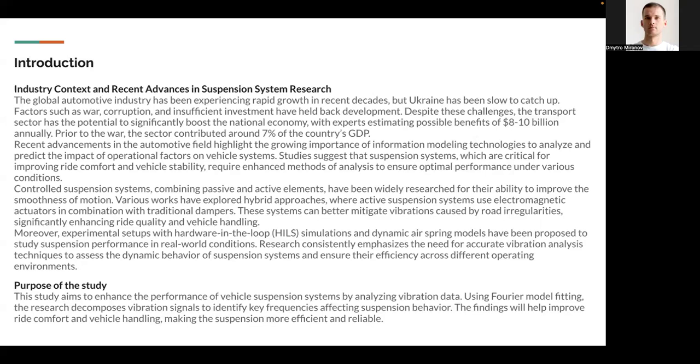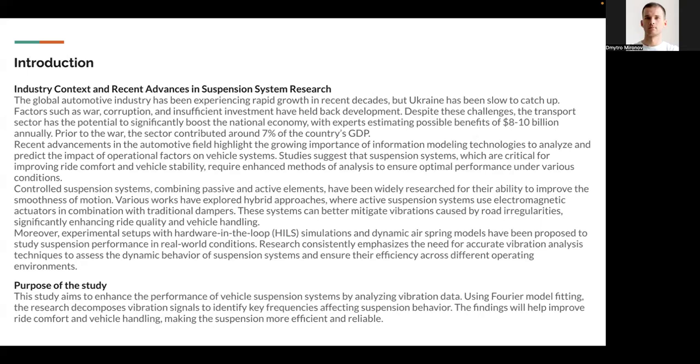Studies suggest that suspension systems, which are critical for improving ride comfort and vehicle stability, require enhanced methods of analysis to ensure optimal performance under various conditions. Controlled suspension systems, combining passive and active elements, have been widely researched for their ability to improve the smoothness of motion. The suspension system is a critical component that affects both ride comfort and handling. So, optimizing it through vibration analysis is a highly relevant topic.